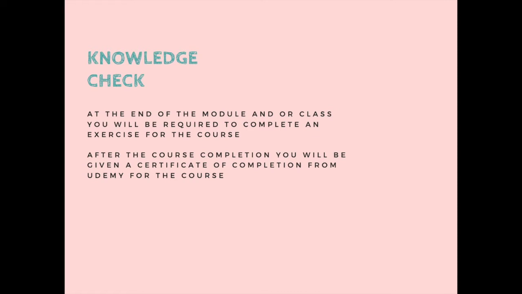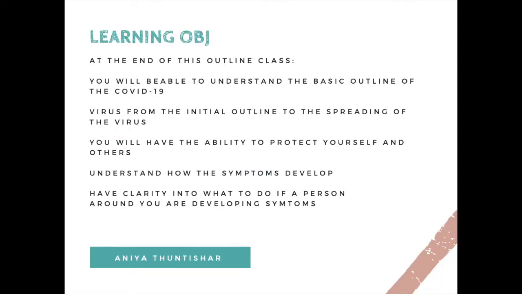Let's get started with all the different chapters, starting from our learning objectives. When we are discussing the learning objectives, at the end of the outline, we would like you to be able to understand the basic outline of the COVID-19 virus from the initial outline to the spreading of the virus. You will have the ability to protect yourself and others, understand how the symptoms develop, have clarity into what to do if a person around you is developing symptoms, and also understand all the different aspects of COVID-19 at the present and current time that the course has been written.